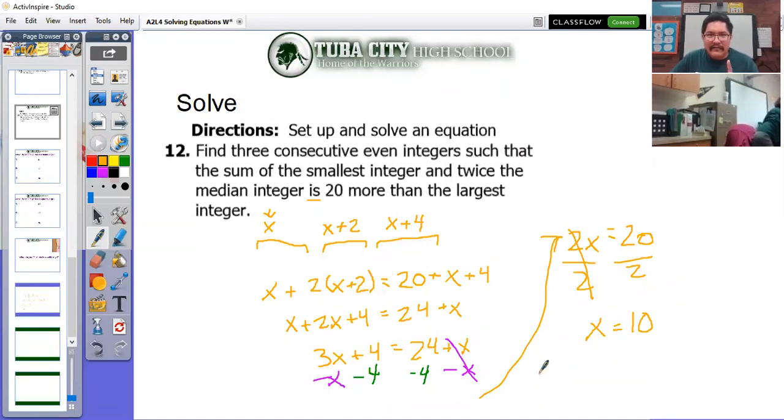All right, so again, we have the first number. And by that, we should have the next number. So the numbers are 10, 12, because they're consecutive and even. And this is the last one: 10, 12, and 14. So those are the three numbers that we were looking for. 10, 12, and 14.